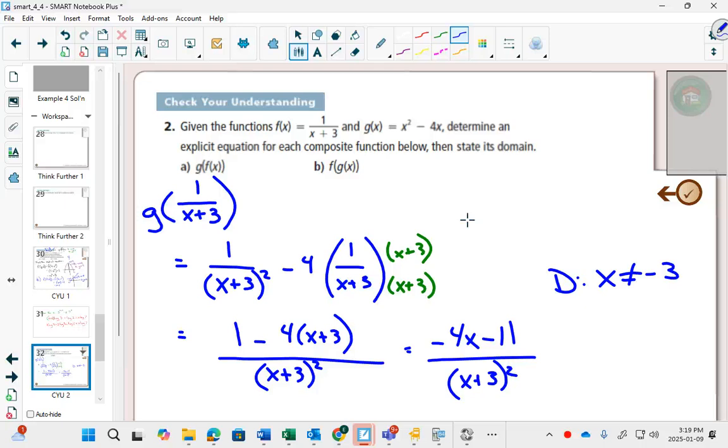Degrees bigger on the bottom, so you'd have a horizontal asymptote at 0. You'd have a vertical asymptote at negative 3. You'd have to find your x-intercepts, y-intercepts, and other nice points. But it doesn't ask us to graph, so we won't.